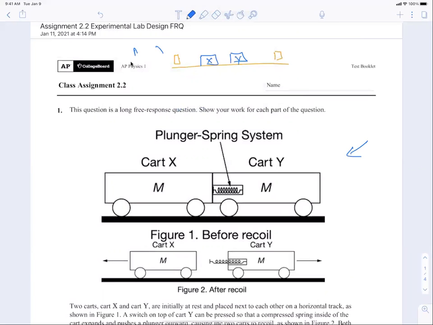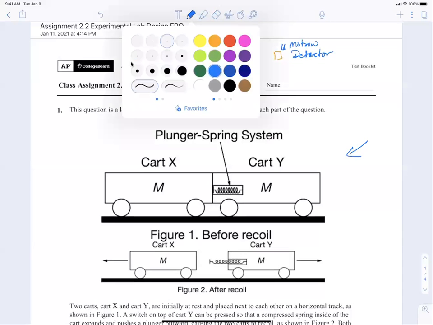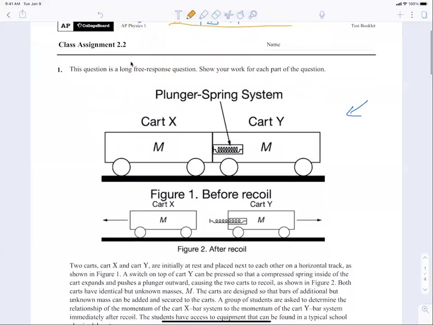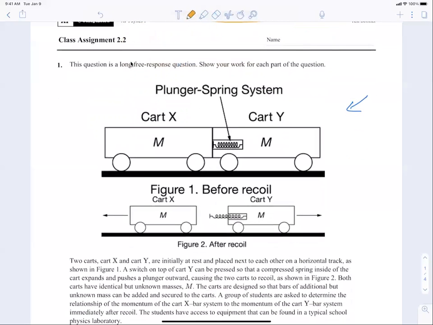These are my motion detectors, and this is a motion detector at the end, and they're pointing towards the two carts. So they can actually determine the position of cart X and Y with respect to time, with respect to those motion detectors. So we will play with that and kind of look at that graph.